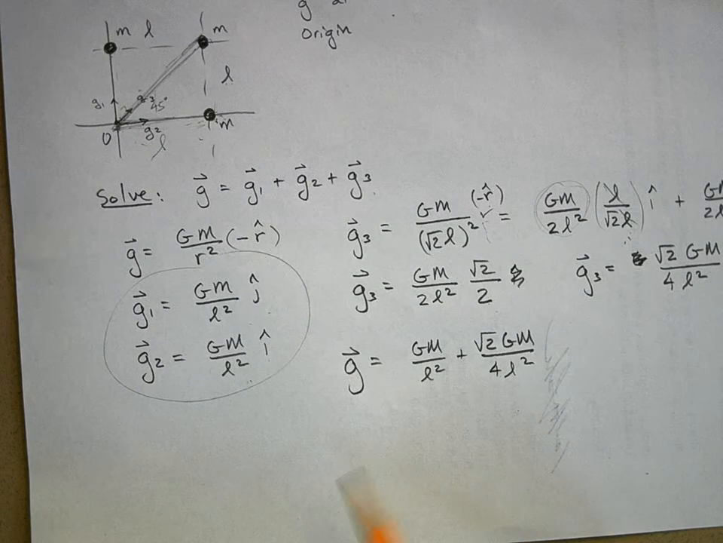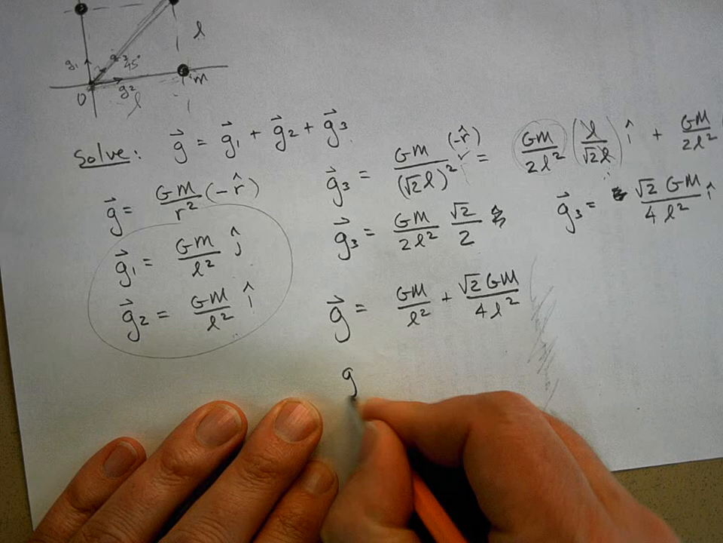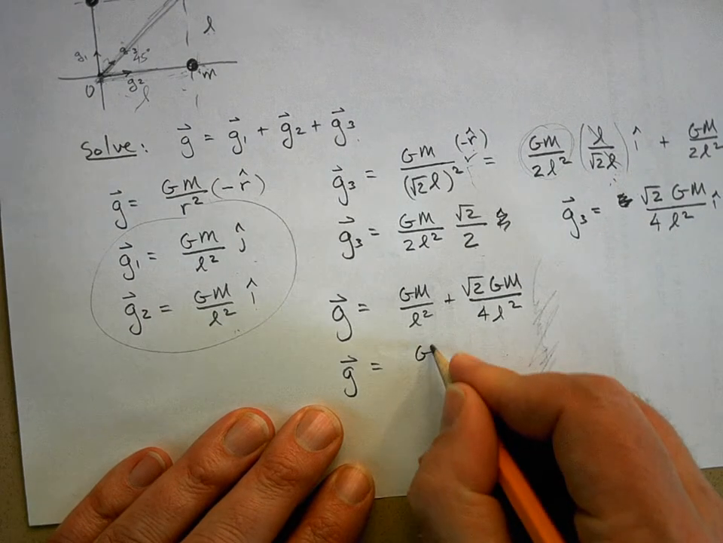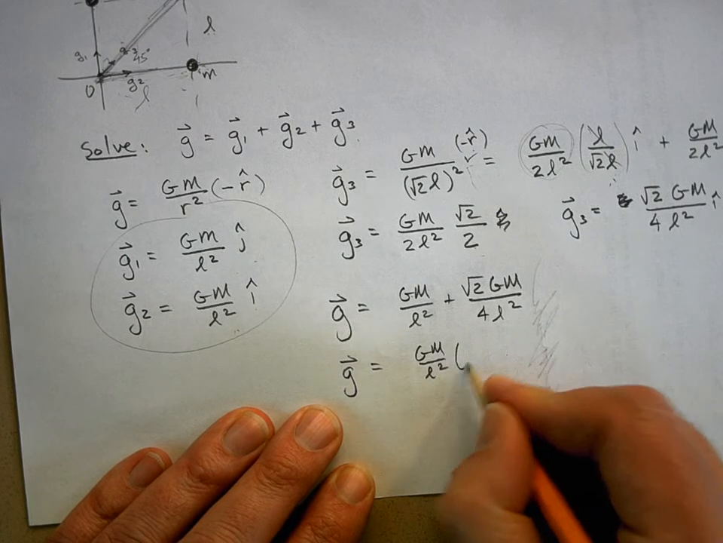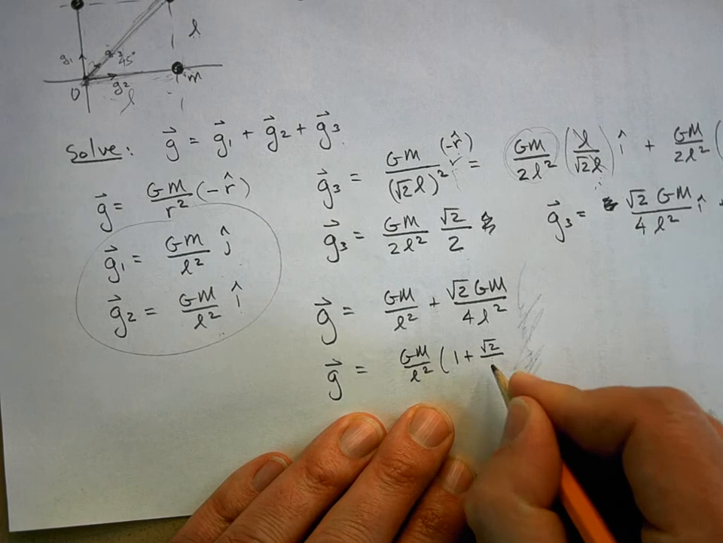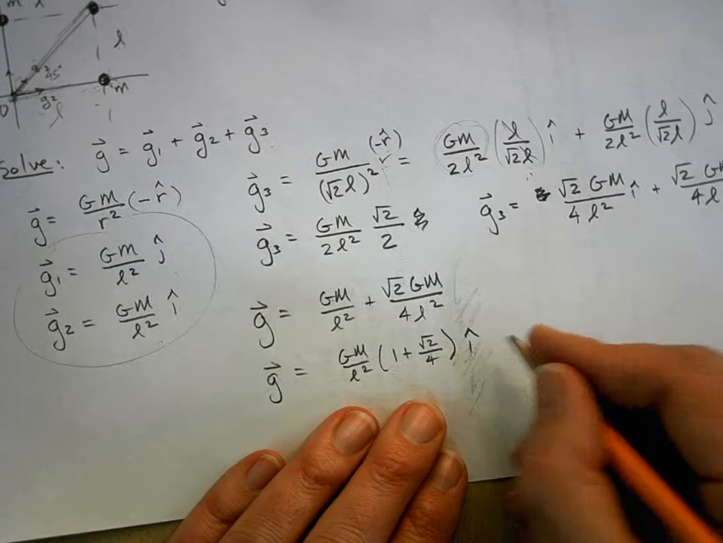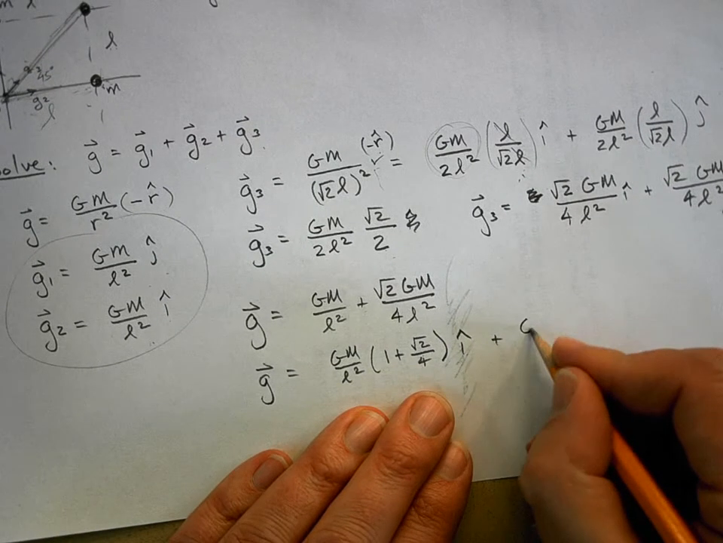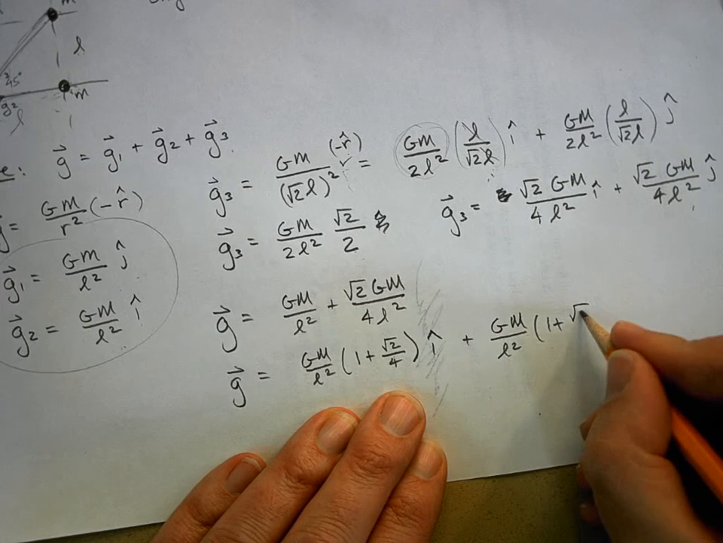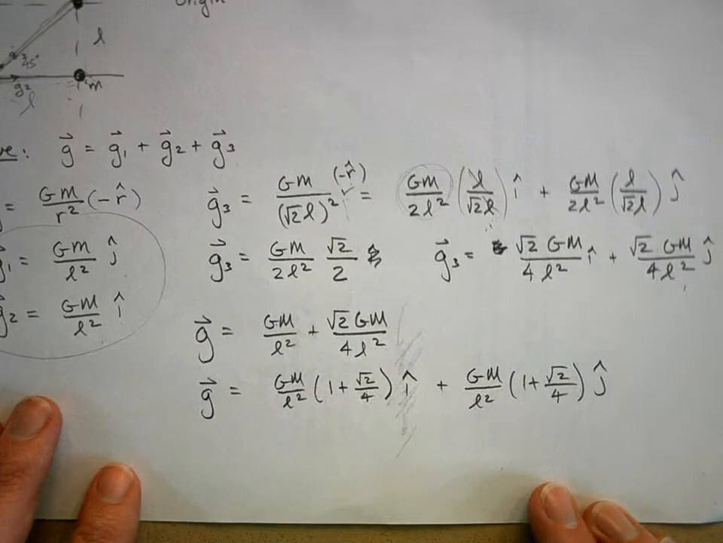Well, I can write this out a little bit nicer. We'll pull a GM over L squared out, so GM over L squared times 1 plus root 2 over 4 in the I hat direction, plus GM over L squared times 1 plus root 2 over 4 in the J hat direction. And I would leave the answer like that.